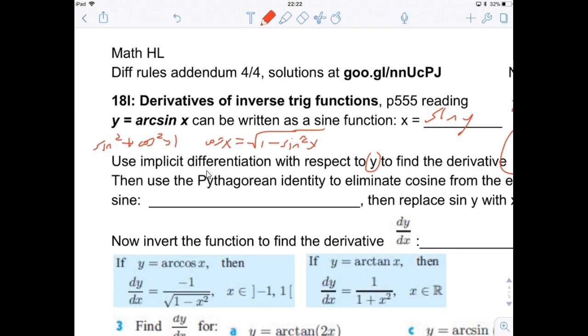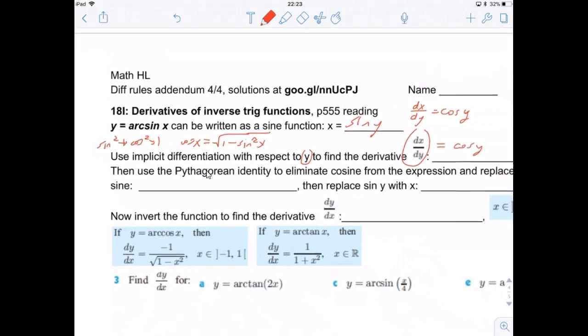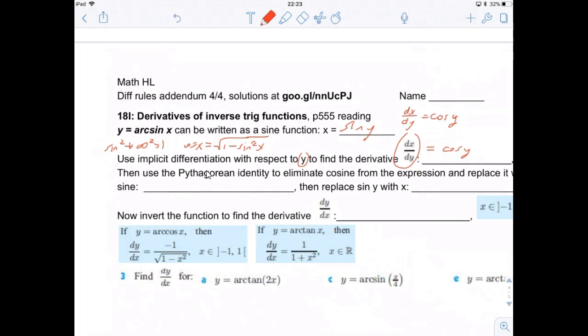Okay, and then it says to eliminate cosine of y by substituting in this expression here. So instead of cosine of y, I'm going to have the square root of 1 minus sine squared y, right? Okay. Oh, and the left side is dx/dy, right? Then I'm going to replace sine y with x because remember, x equals sine y. Then I would have dx/dy equals the square root of 1 minus x squared.